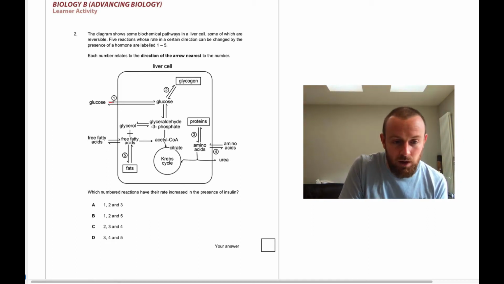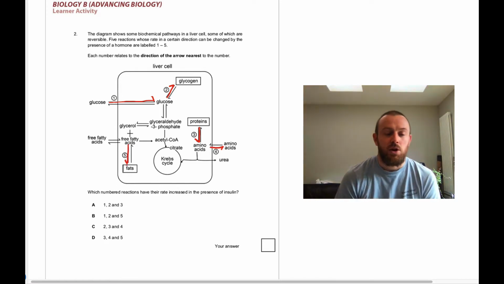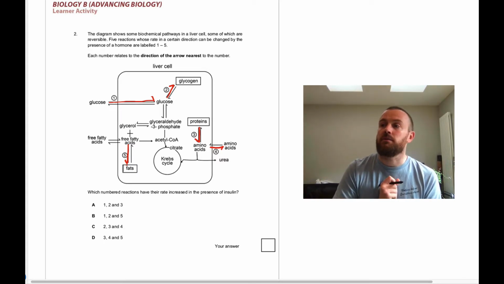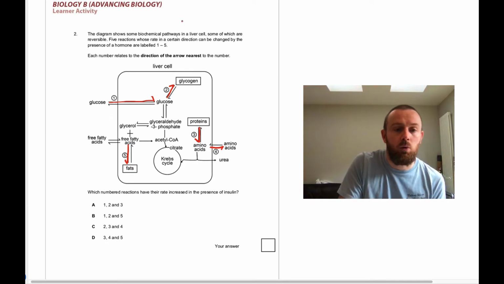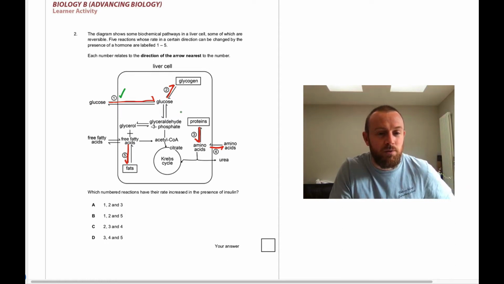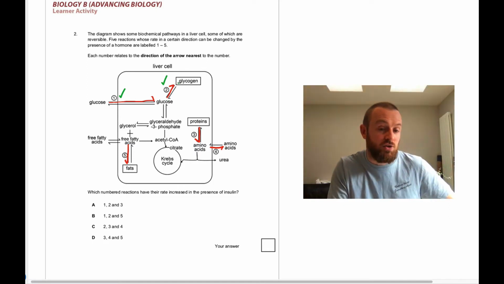So like number 1 is talking about this arrow, number 2 is talking about this arrow, 3 is this arrow, 4 is that arrow, and 5 is that arrow. Now the question is, which numbered reactions have their rate increased in the presence of insulin? So the first thing you have to remember is, what does insulin do? Well, insulin removes glucose from the bloodstream. So anything that stores away glucose, that's what insulin is going to trigger.